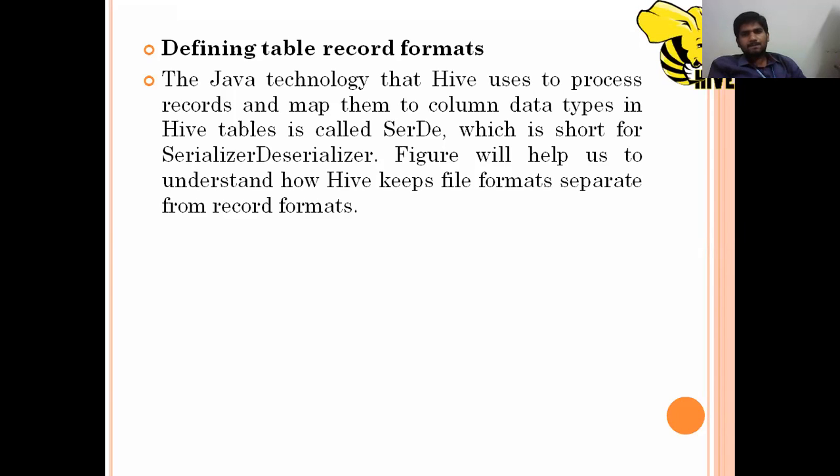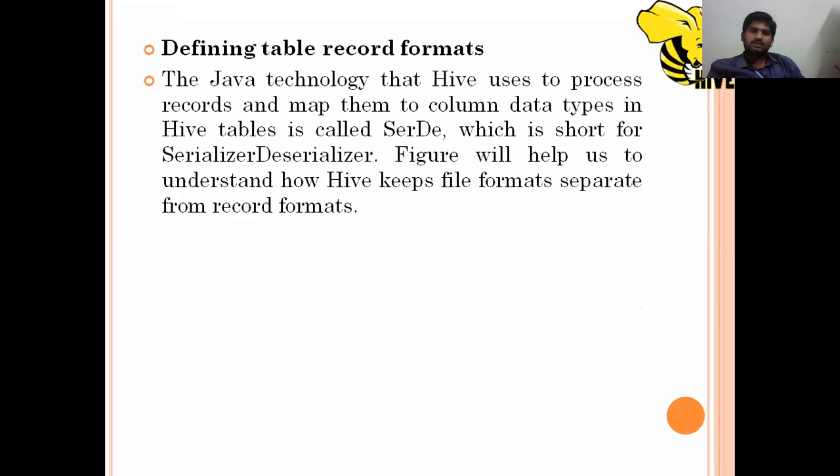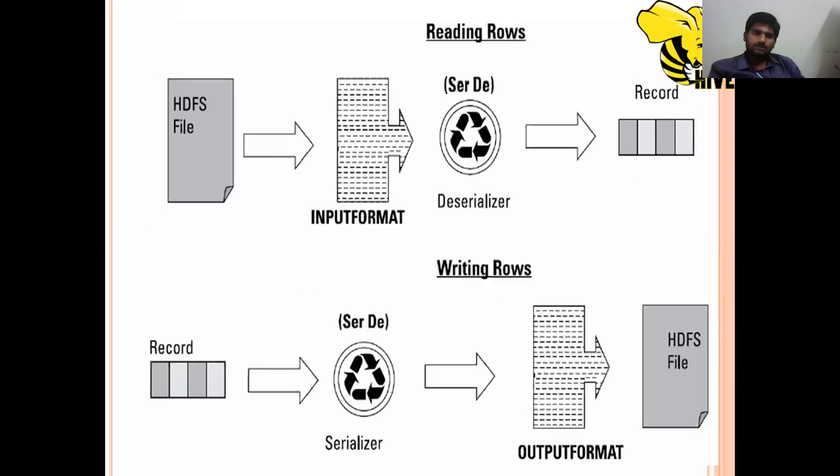Here we already talked about certain input output formats. I will show you once again. These are the formats. Input output formats. Here we have one type of format. In order to change from one format to another, we have serialized and deserialized formats. That is what the figure helps us with. You can see the serialization and deserialization. For reading, we use the deserializer. For writing, we use the serializer.